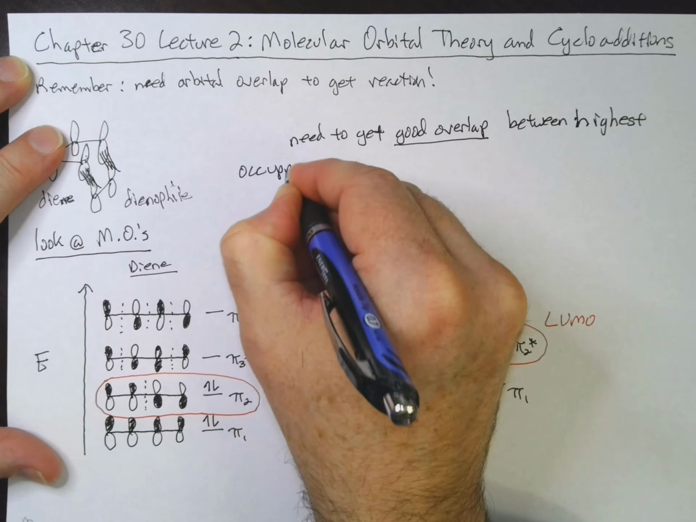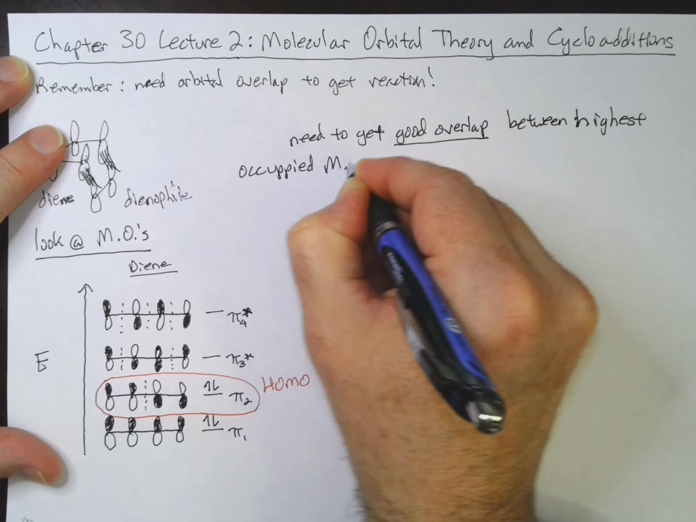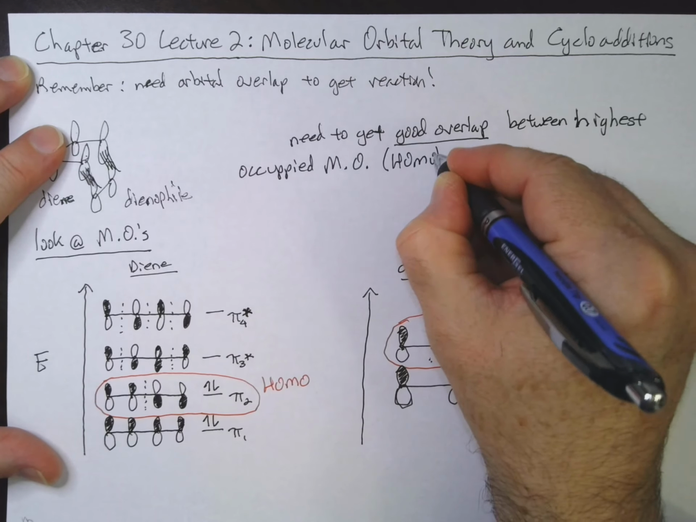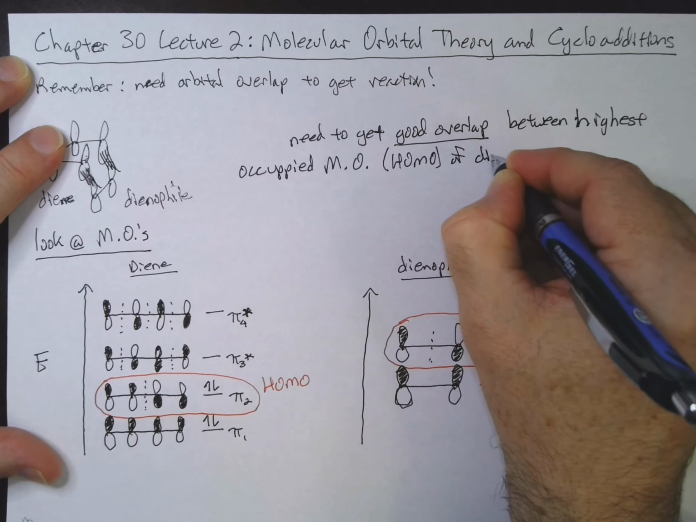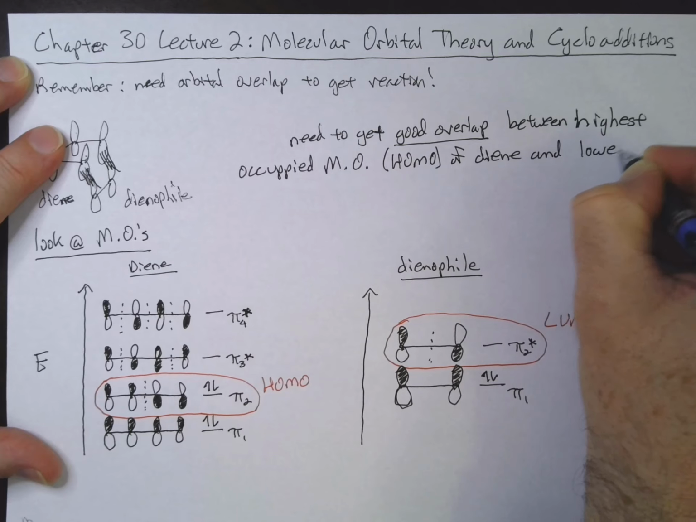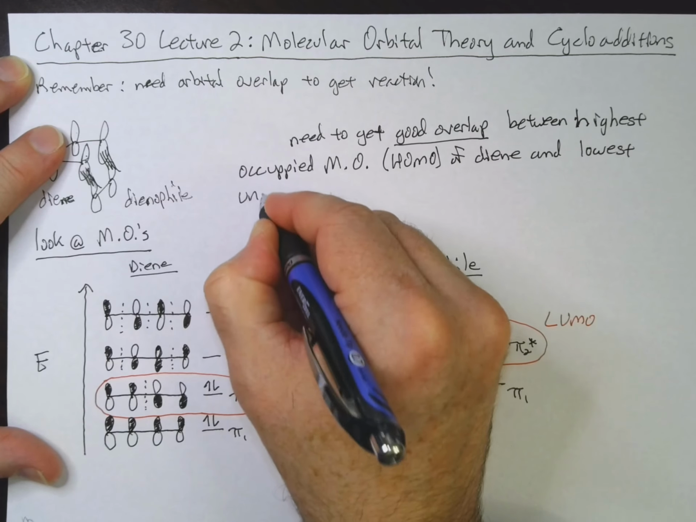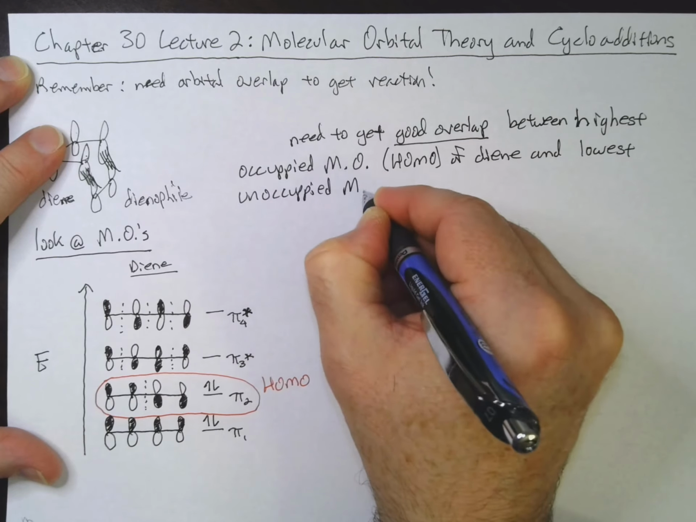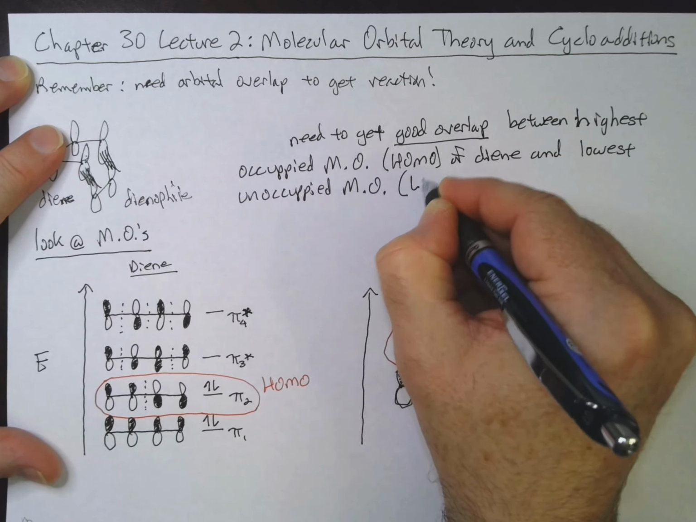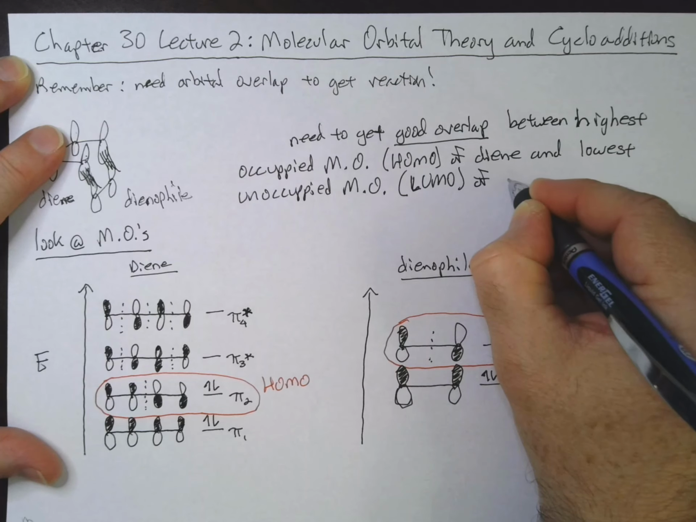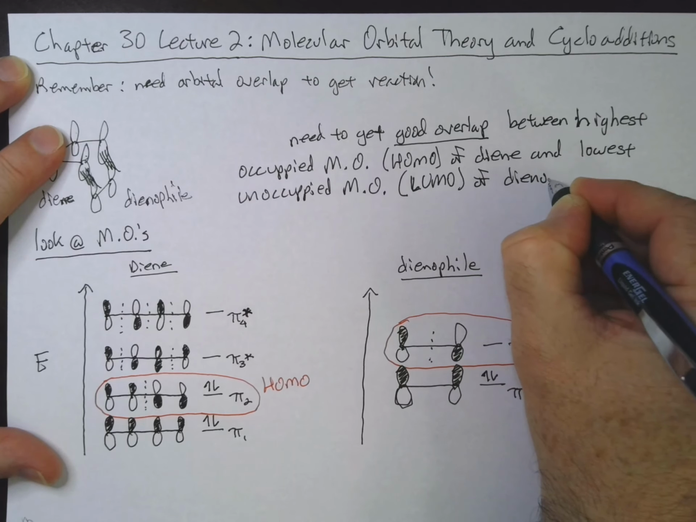So we need to get good overlap between the highest occupied molecular orbital, HOMO, of the diene and the lowest unoccupied MO, or the LUMO, of the dienophile.